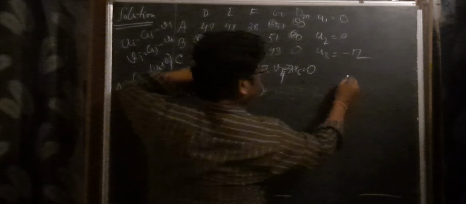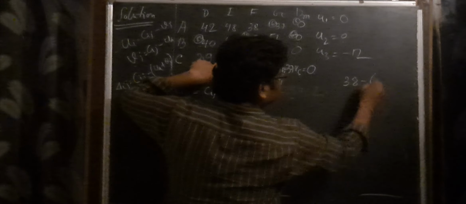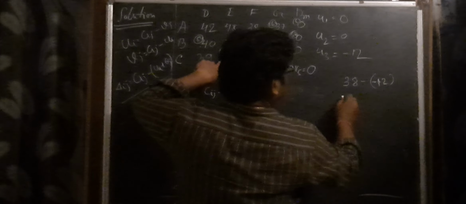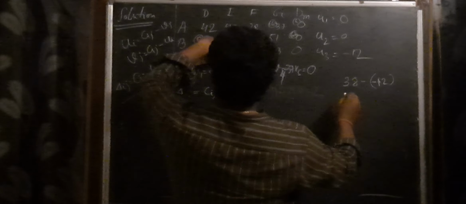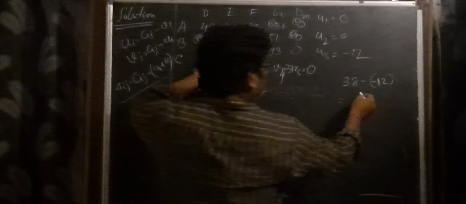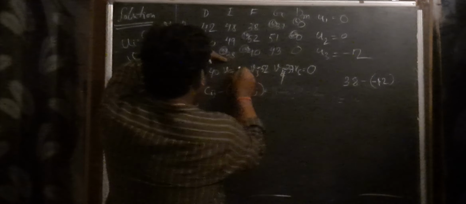So 38 minus 1 plus, so minus is equal to, here it is 38 and minus Cij, it is minus 12, so minus means plus, so 40. So V2 is also 40.